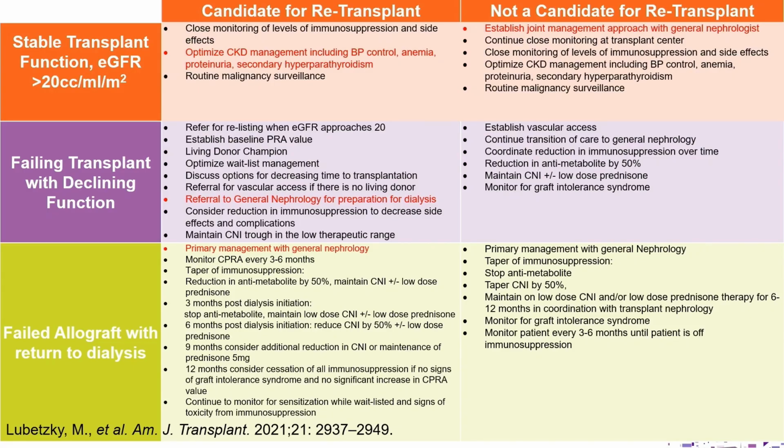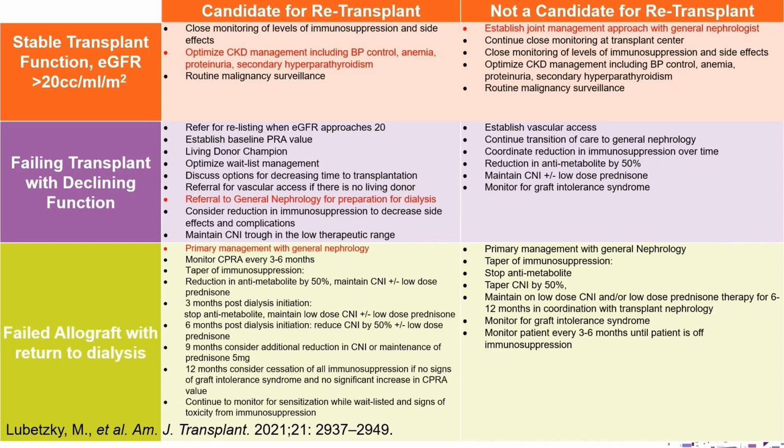And then what happens over the next 6 to 12 months, whether we take them off everything or we leave them on either a low dose of CNI or a low dose of prednisone, will really depend on how soon we think they're going to get a repeat transplant, availability of a living donor, whether they are still making urine, and then also their sensitization.